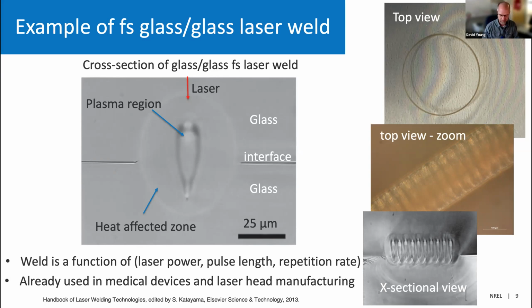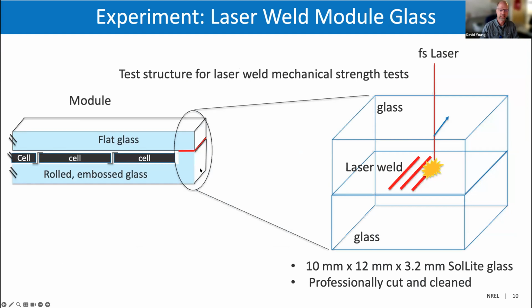They just applied their process to our samples. All right, so this is what we did. We didn't actually make a full module or even a mini module. All we did was look at the weld. Again, this was a $65,000 project, so we had to keep the scope pretty limited.